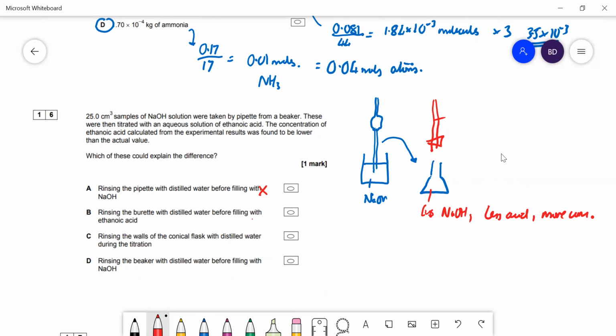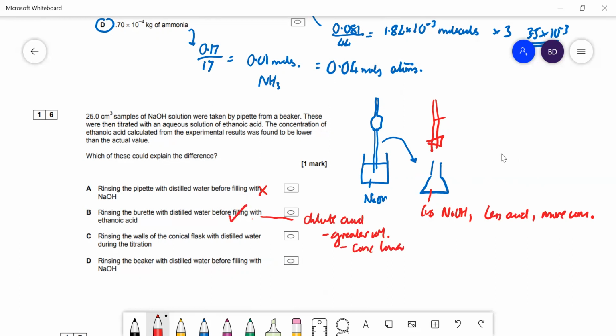Now that would dilute the acid, so you need a greater volume of it. So you'd calculate that the concentration would be lower. So that's the correct one. Okay, let's just check the other ones.